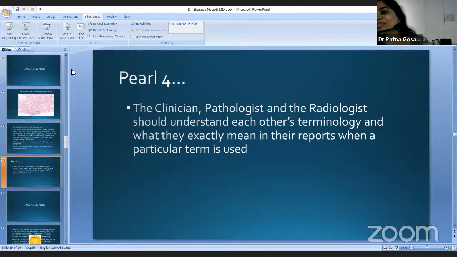So I hope Dr. Vijay Kumar agrees with this point, because this was the issue which I actually faced when I signed it out as an organizing pneumonia. Immediately I got a call asking me, Madam, do you think that it is cryptogenic organizing pneumonia? Then I had to explain that it is not cryptogenic organizing pneumonia, it is organizing pneumonia of some underlying infection.